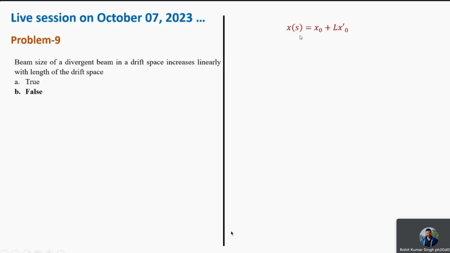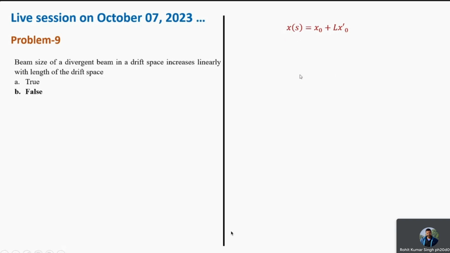Suppose a particle is going in a drift space with some initial x0 and initial x prime 0. L is the length of the drift space. So x will be x0 plus L x prime 0. It seems that this is linear in L, but it is not actually true for the complete beam. As we know, a beam is an ensemble of a large number of particles, and here we are looking at only a single particle equation.